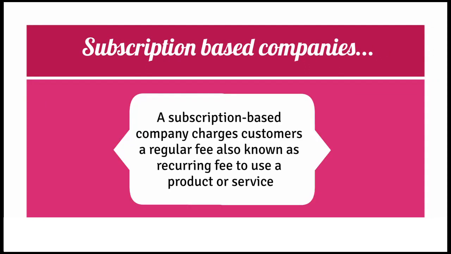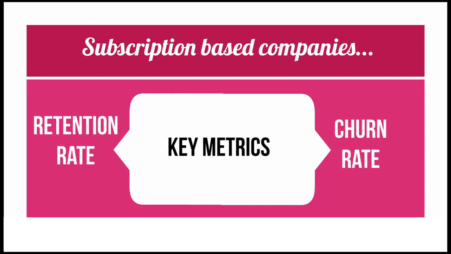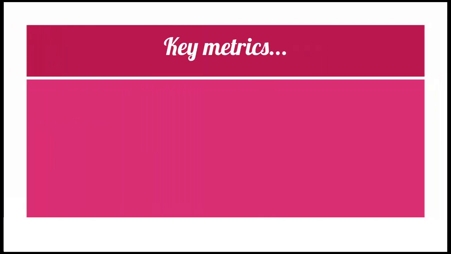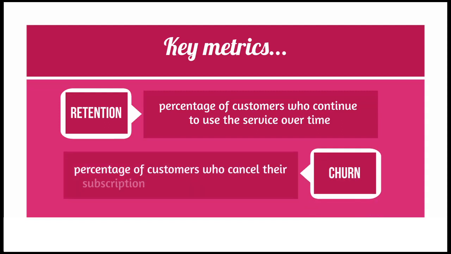A subscription-based company charges customers a regular fee, also known as a recurring fee, to use a product or service. For example, you pay a monthly fee to stream movies on Netflix, Prime, or Disney Plus. So, what are the key metrics a cohort analysis can track? Retention and churn are two key metrics used to measure the success of a subscription-based company. Retention refers to the percentage of customers who continue to use the service over time. Churn, on the other hand, refers to the percentage of customers who cancel their subscription within a given time frame.